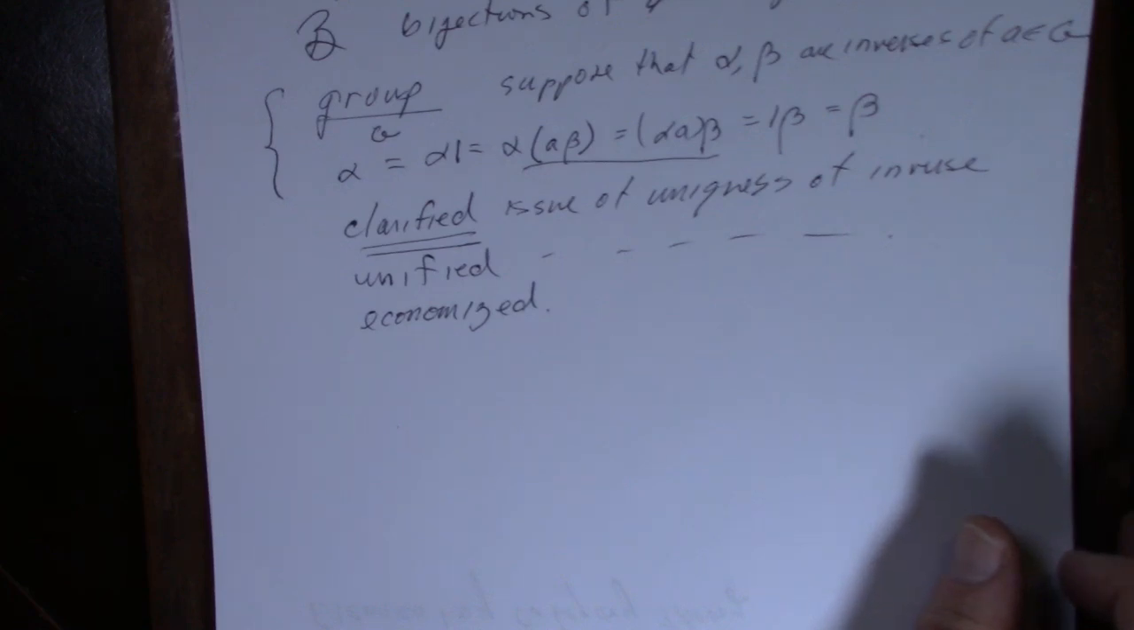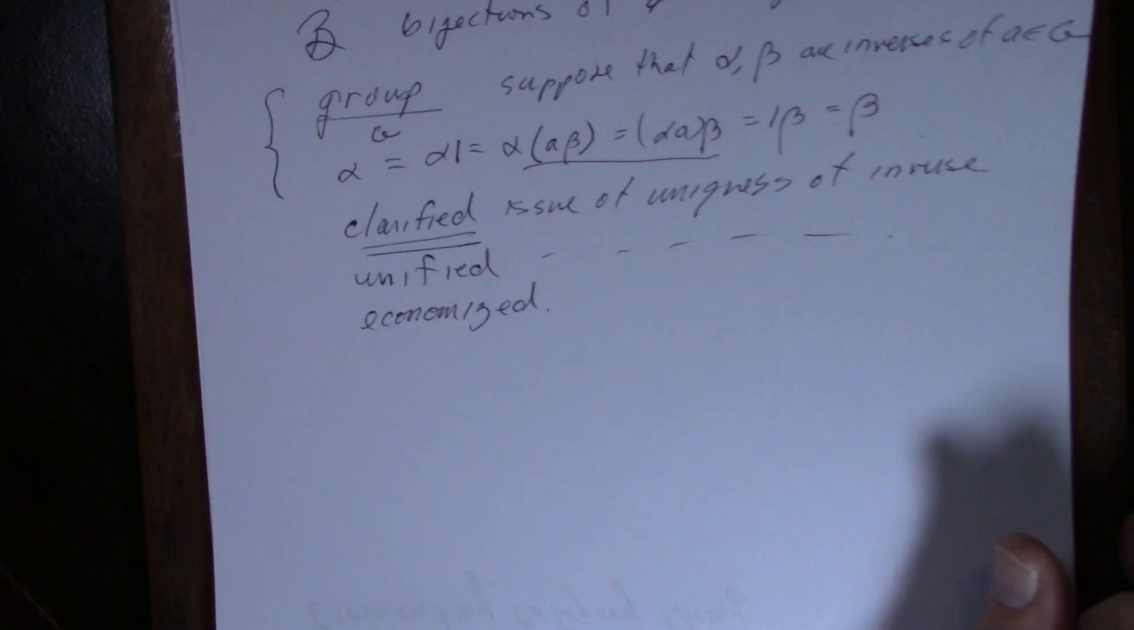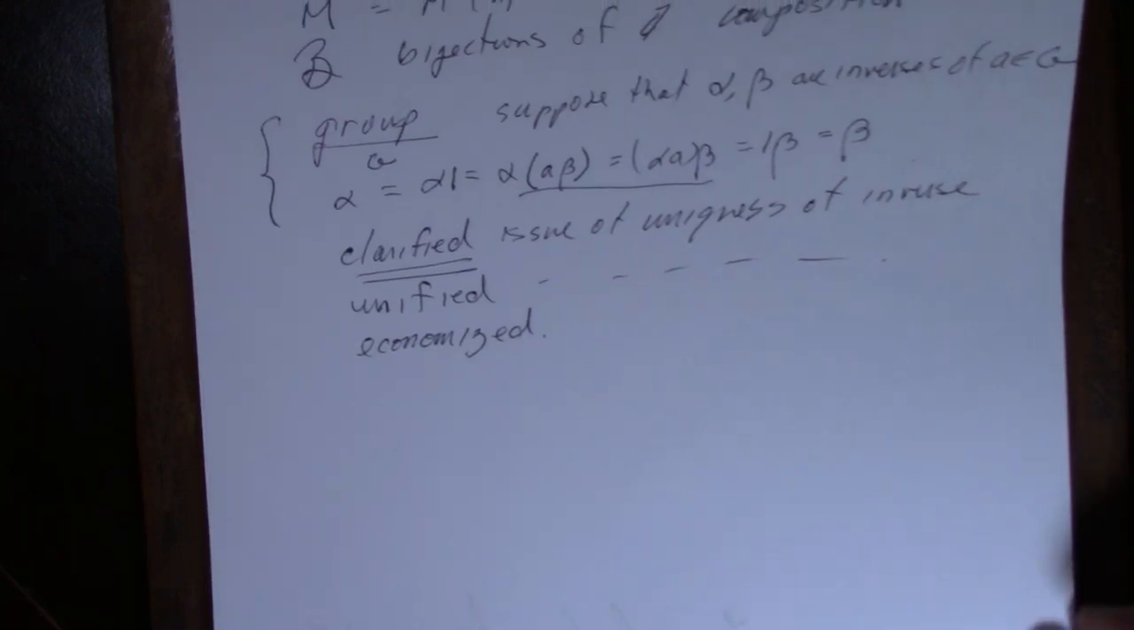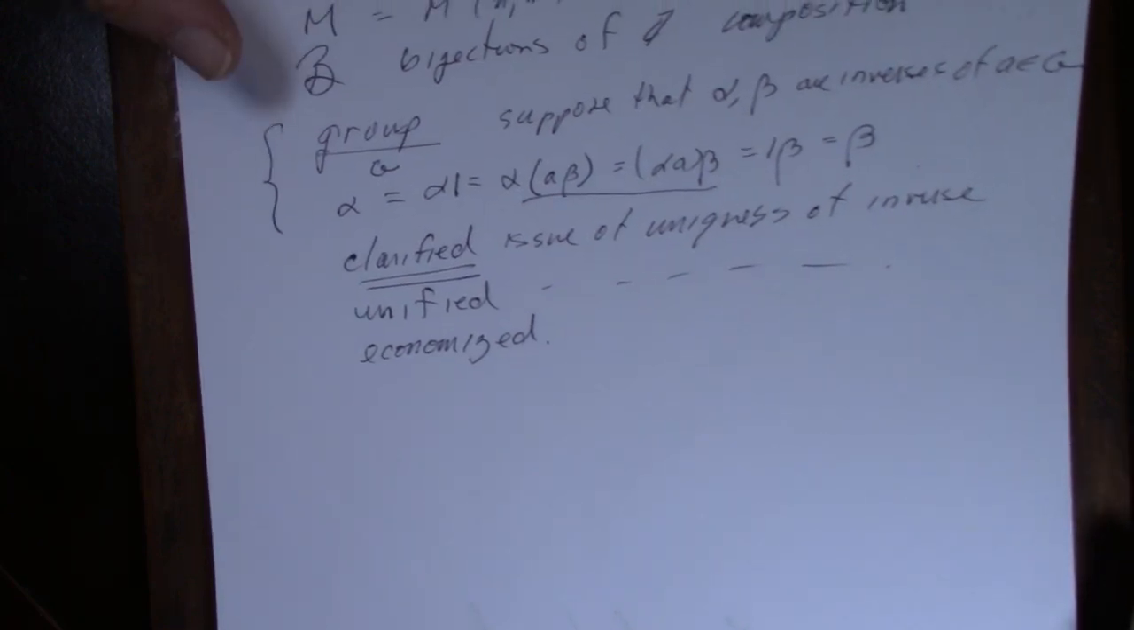I'll read it again. Category theory starts with the observation that many properties of mathematical systems can be unified and simplified or clarified by the presentation with diagrams of arrows. So category theory is an effort to do for all of mathematics, or essentially all of mathematics, or a great deal of mathematics, what we just did in the context of groups.